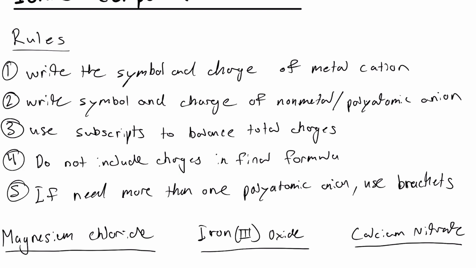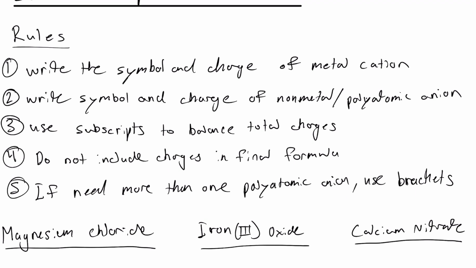So the first rule is we need to write the symbol and charge of the metal cation. Afterwards, we write the symbol and charge of the nonmetal or the polyatomic anion. We need to then use subscripts to balance the total charges, and we need to make sure that we do not include charges in the final formula, and that if we ever need more than one polyatomic ion, or anion, we use brackets or parentheses, whichever you want to call it. So keeping those rules in the back of your mind, let's do some examples together.